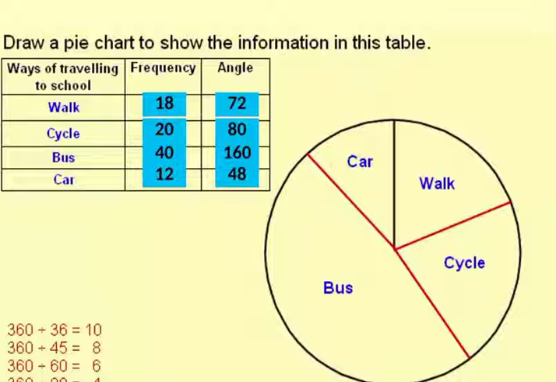The main thing to remember is that the starting point is always 360 degrees divided by question mark, and this question mark is the frequencies added together.